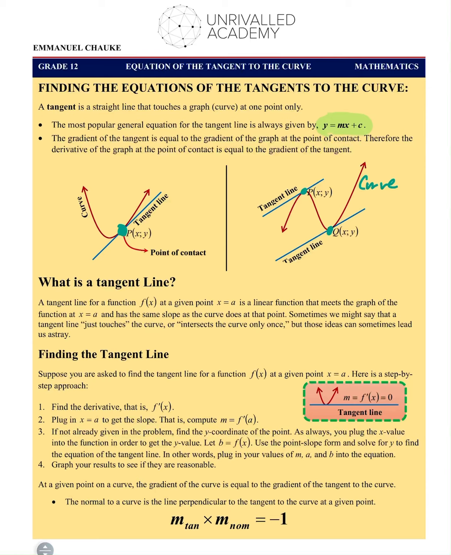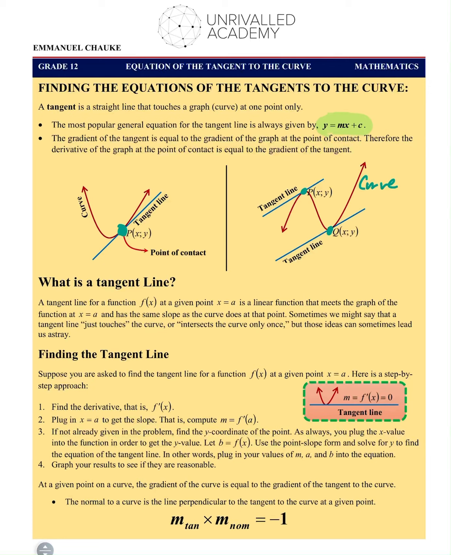Please also get that. So now we're also going to have a few points here, which I'm saying that at a given point on the curve, the gradient of the curve is equal to the gradient of the tangent to the curve, which I explained earlier in the second point of my tangent definition. Well, the most important thing to note here is that the normal to the curve is the line perpendicular to the tangent at a given point.